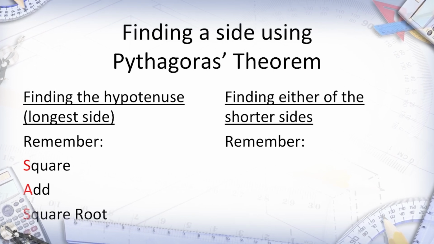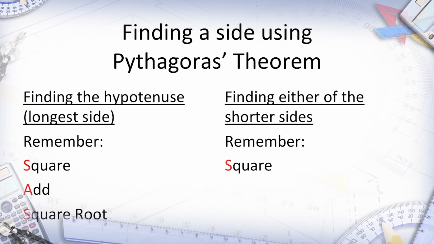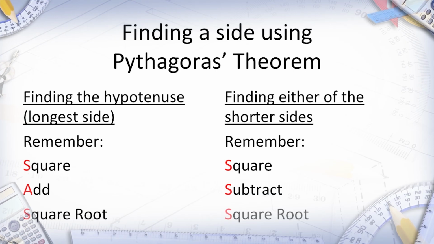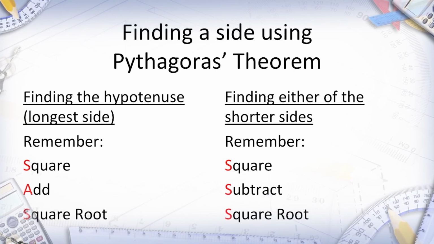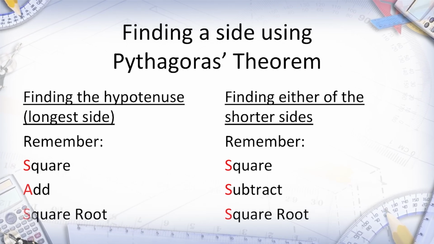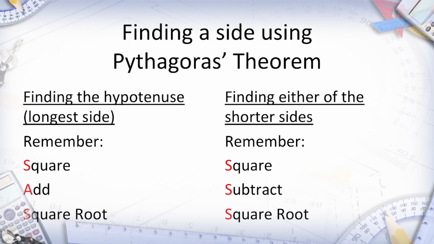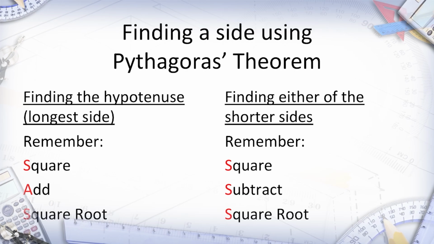And when it comes to finding a shorter side, or either one of the shorter sides, remember we square, subtract, and square root. So we square the two sides we're given, subtract them, and then square root to get our final answer. And we remember this using the three S's. So what I want you to start thinking is whether or not a question is SAS or SSS.